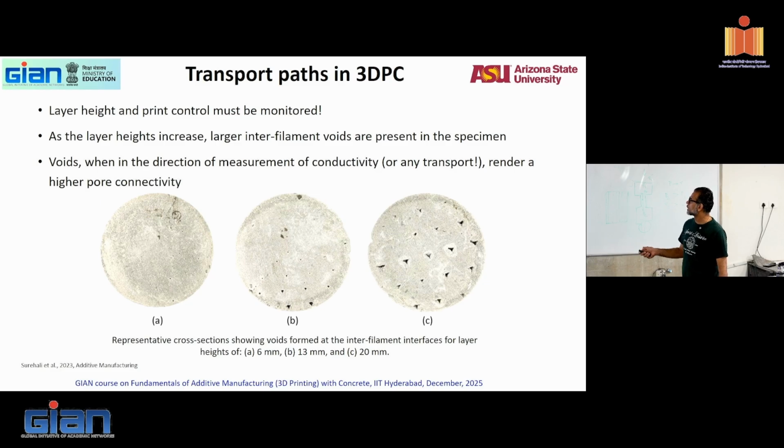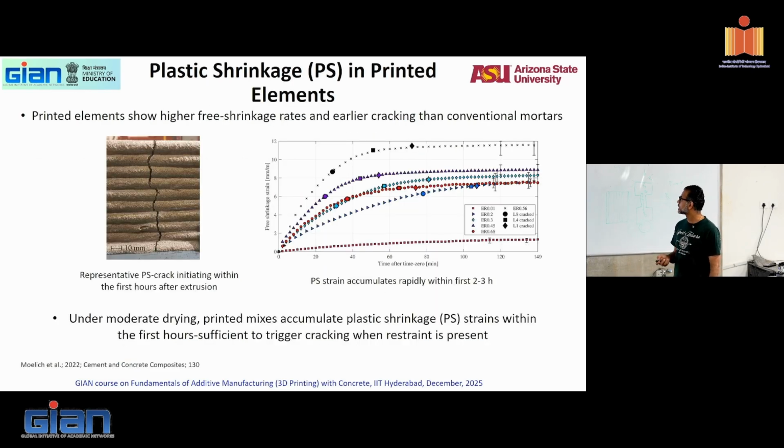Also, again, I showed you this picture. These are all your interfilament defects, right? All of those are interfilament defects. So layer height and print control must be monitored. As layer heights increase, there are larger interfilament voids. The direction of measurement of conductivity renders higher pore connectivity, so you can't really measure the ideal.